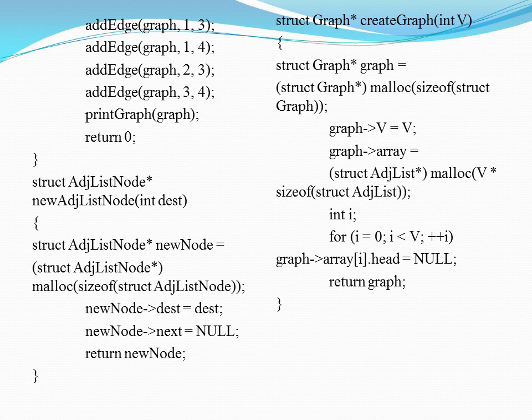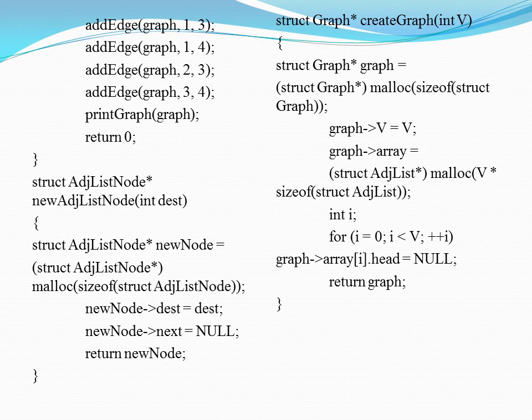Next is the new adjacency list node method. In this, first we are allocating space for the new node using the malloc function. After that in the destination we are storing the value, and in the next field we are setting null. This is a new node, so the next field contains null.